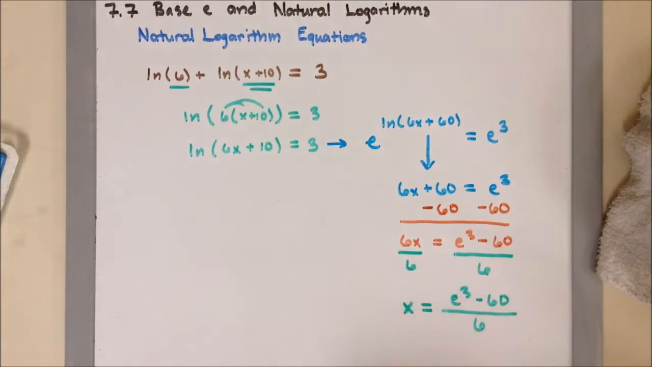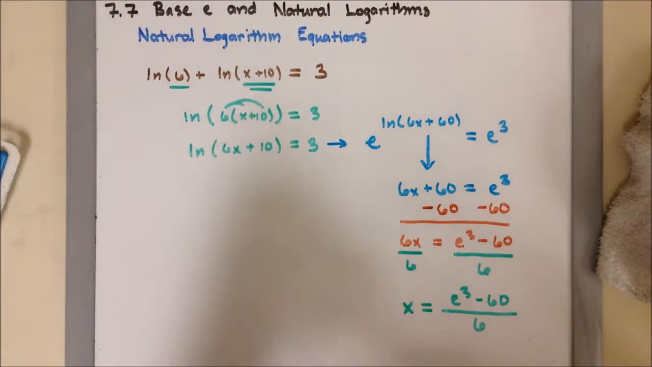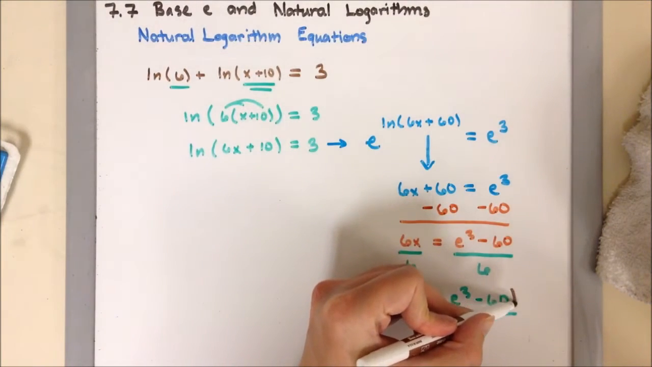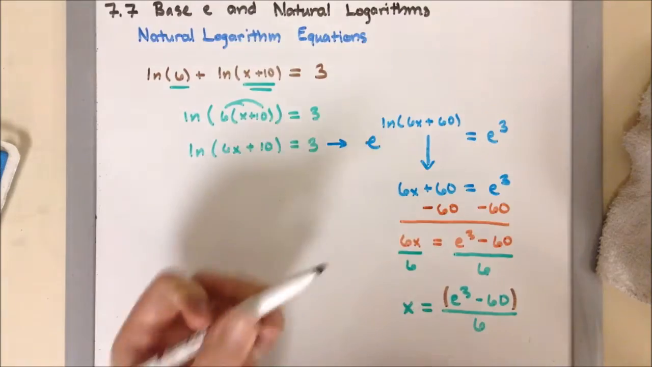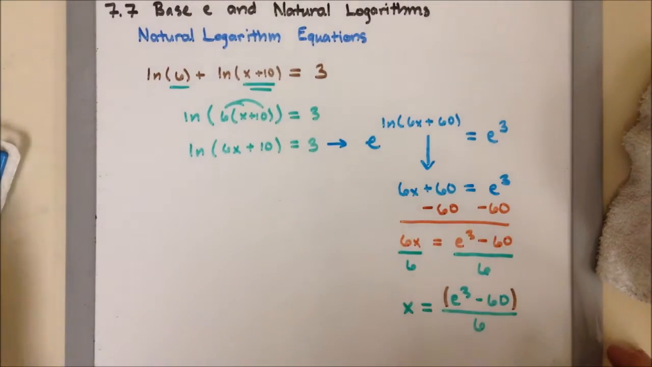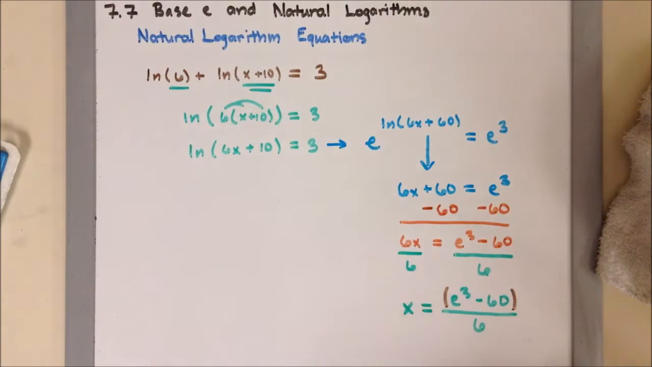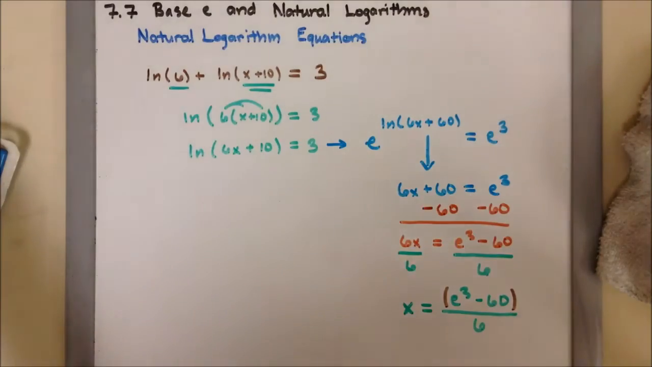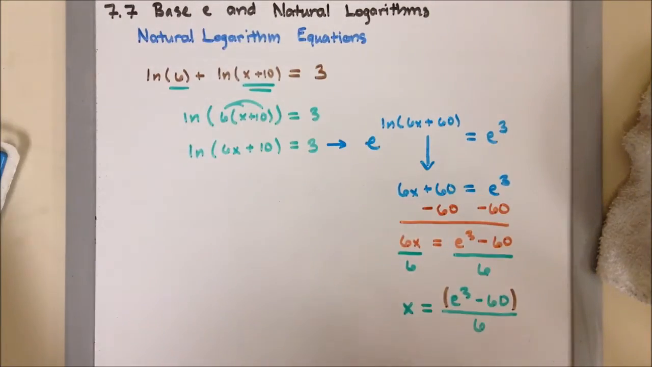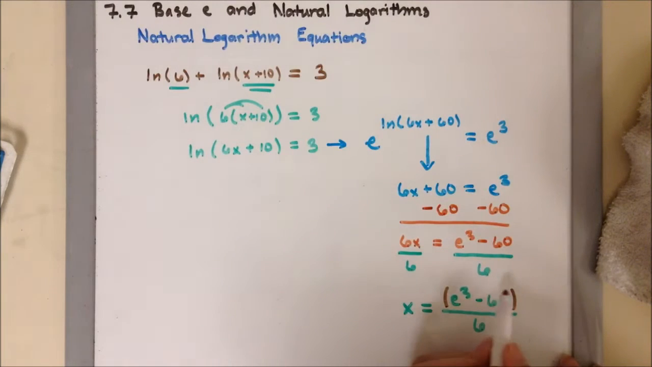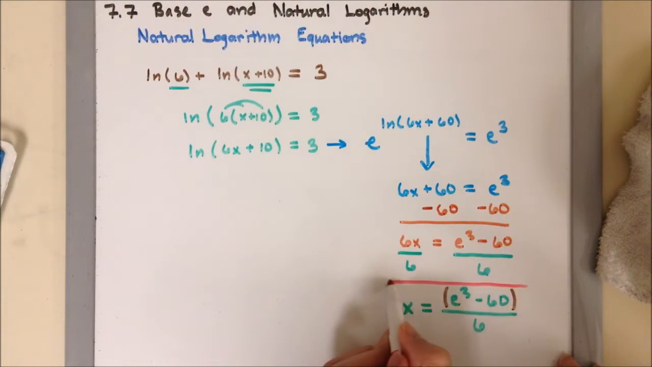6. Now since I have two parts in the numerator, just like how we did in 7.5 and 7.6, what I'm going to do is add in my set of parentheses in the numerator. Again, like I said before, parentheses do play a big part. So it's e to the third power minus 60, the whole thing divided by 6. That would be my final answer. And if you were to write this without parentheses, then partial credit will be taken off, because you won't get full credit if you write this without parentheses.